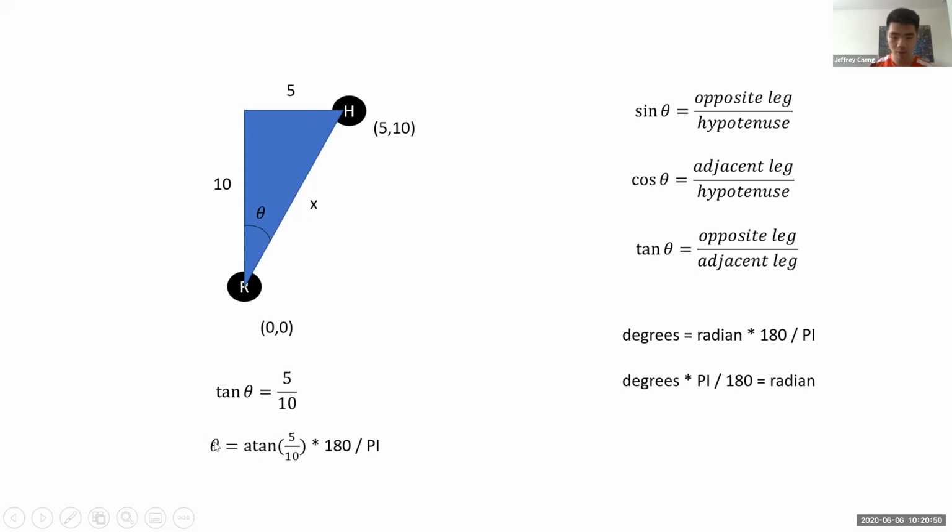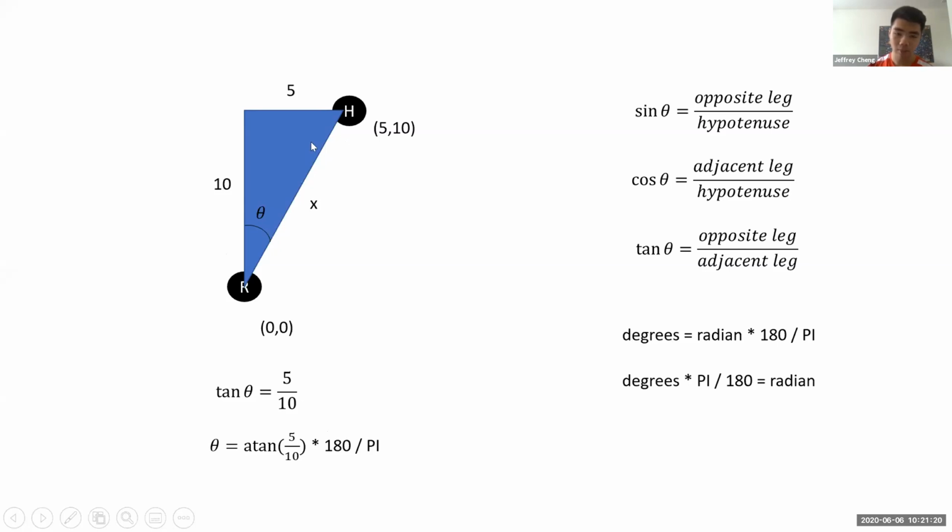So if you want theta to be stored in degrees, all you have to do is take the output of this and shove it through this formula right here. So we just take the output of this, multiply by 180 and divide by pi, and that will convert our angle into degrees. So now we have the angle that we need to turn to the right, and then we have the distance that we need to go forward.